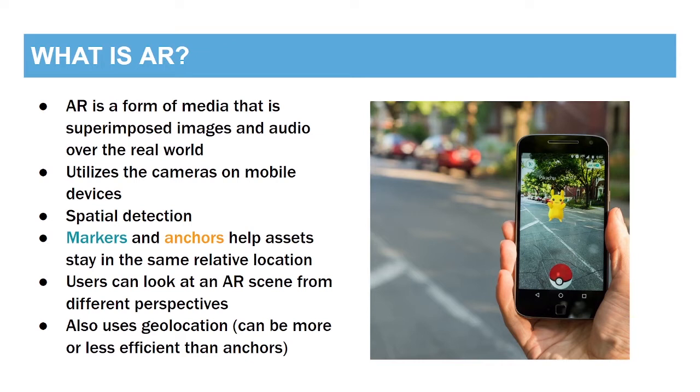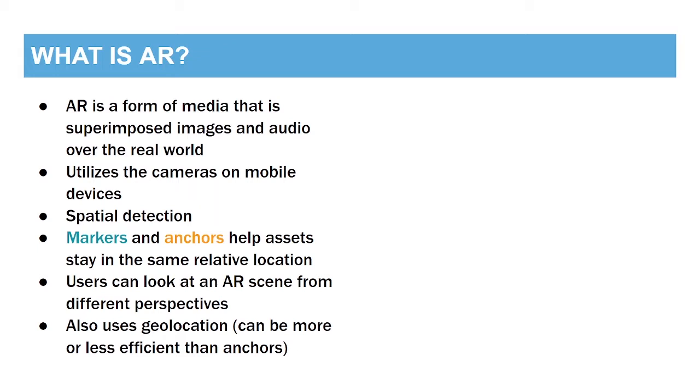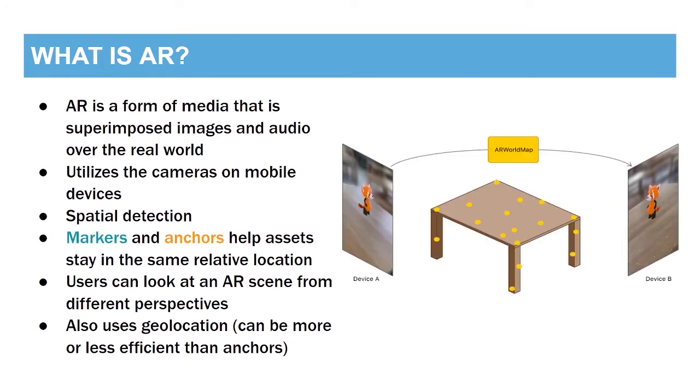AR utilizes the cameras on mobile devices, obviously, but how does it really work? A lot of modern mobile phones have really sophisticated spatial detection technology built into them already, and AR basically takes advantage of all of that. It utilizes spatial detection as well as markers and anchors to help assets, which are basically 3D objects or 2D objects that you've put into digital space. Markers and anchors will help those things stay in the same location so that multiple people using an augmented reality app can look at an AR scene from multiple different perspectives at the same time.